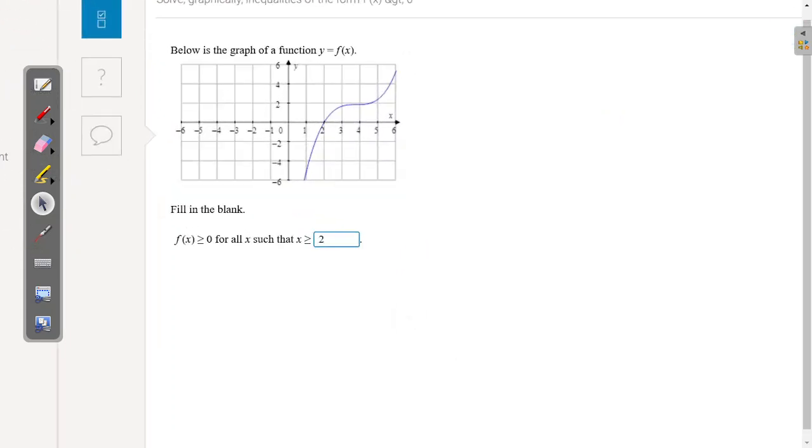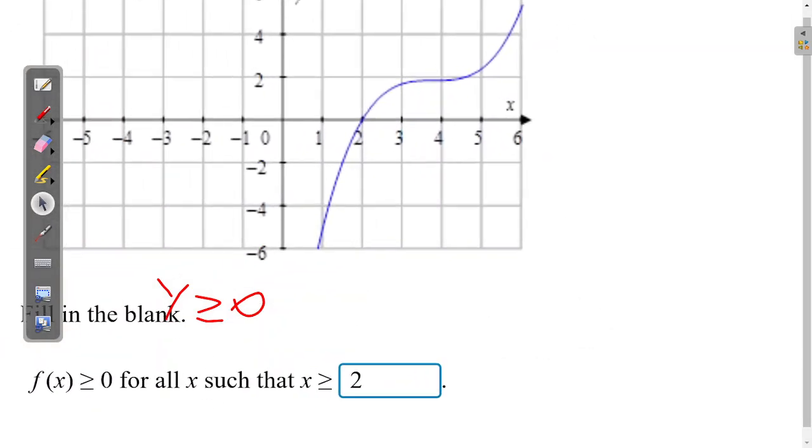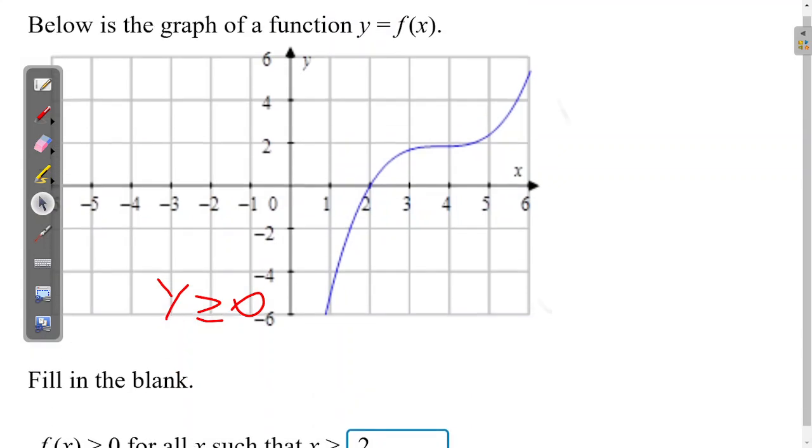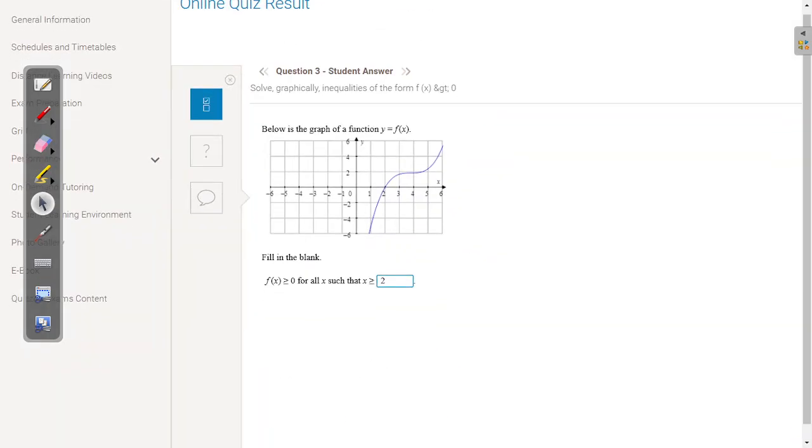Okay, f of x greater than or equal to 0. F of x just means y, so y greater than or equal to 0. When is y greater than 0? This part of the graph is greater than 0, right? It starts here, at 2. So it's x greater than or equal to 2.